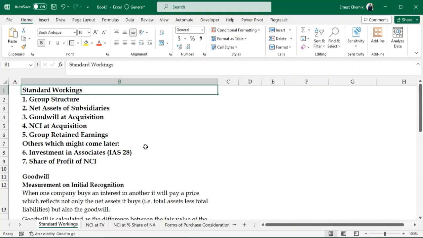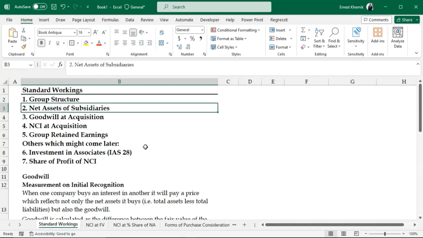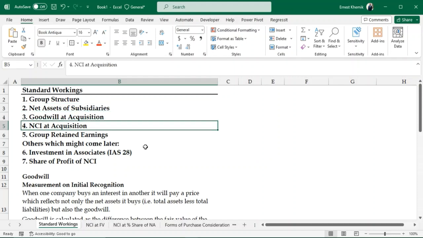The group structure is talking about the relationship that exists between the parent, the acquirer, and the subsidiary, the acquiree. What percentage of shares does the parent have in the subsidiary? That is what we call the group structure. Then we have something we call the net assets of the subsidiaries. I will talk about that. It will be helpful in calculating our goodwill, which is the third standard working, and the non-controlling interest, as well as the group retained earnings, which is the fifth one.